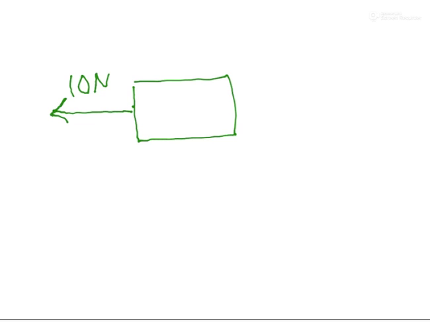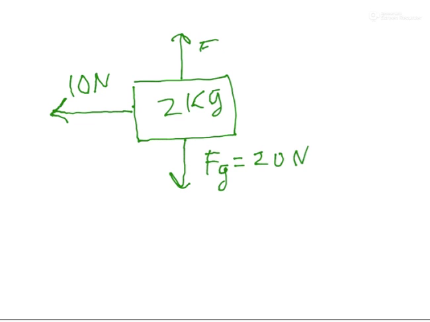Okay, let's see. We have another problem here. It says that a 10 Newton frictional force slows a moving block to a stop after a displacement of 5 meters to the right. So here's your block here. There was a 10 Newton force in this direction, and the object weighs 2 kilograms. So with that being said, the F gravity is going to be 20 newtons, and your F norm is also going to be 20 newtons.